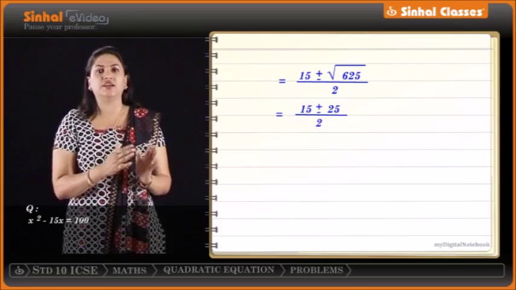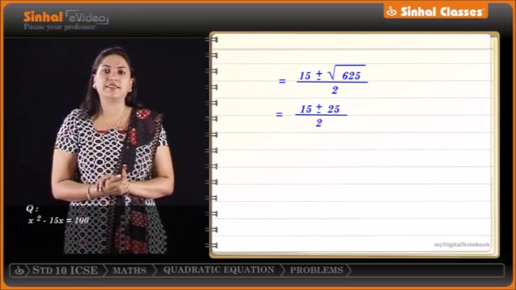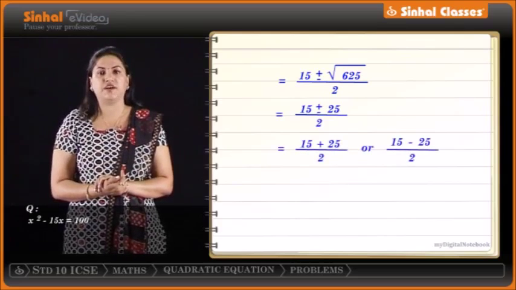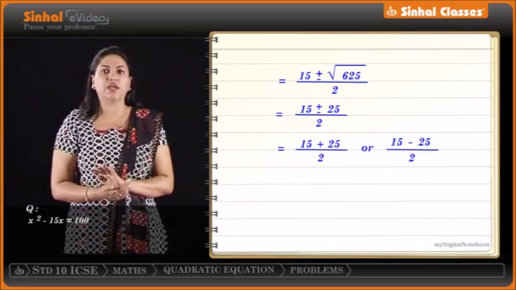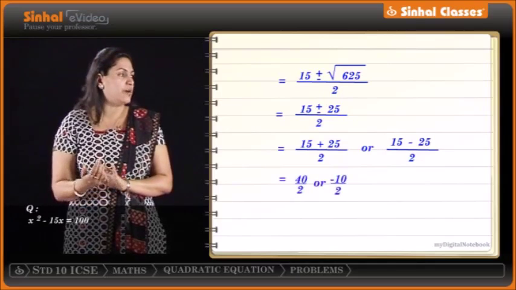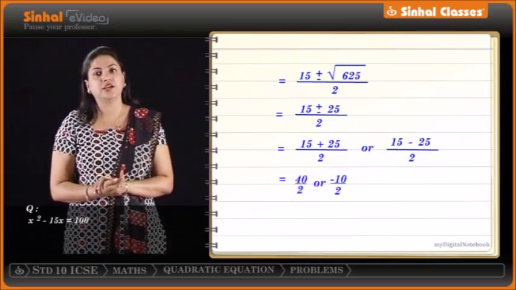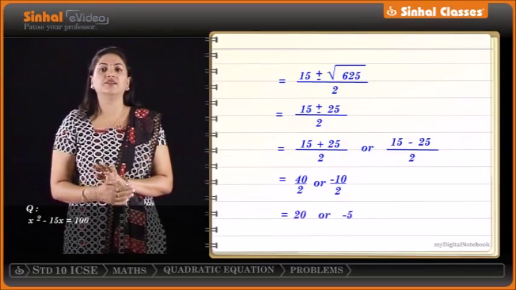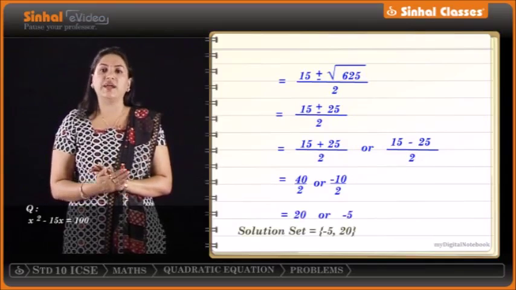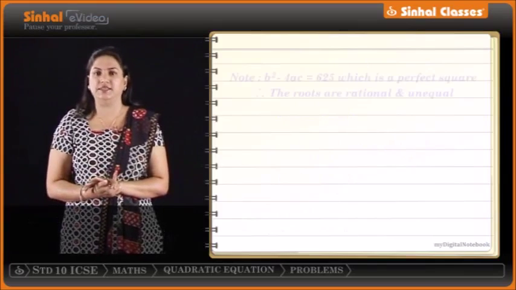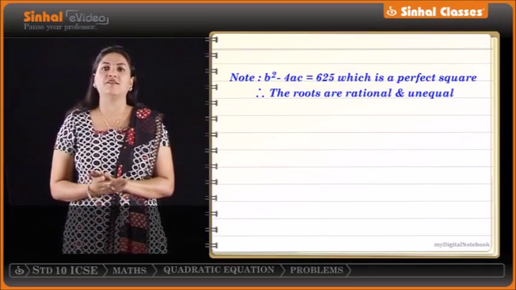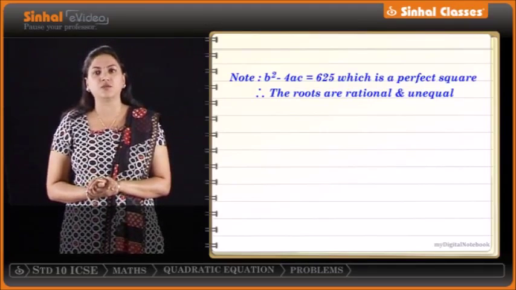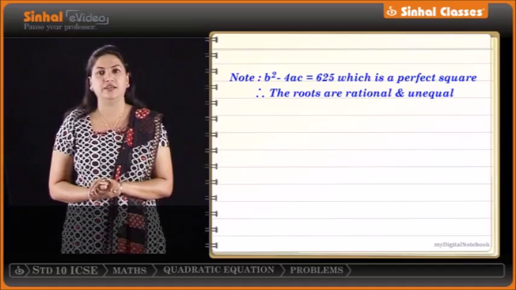Now at this stage we will separate the two roots. We write them as 15 plus 25 upon 2 or 15 minus 25 upon 2 to get 40 upon 2 or minus 10 upon 2, which is 20 or minus 5. So the solution set will be {minus 5, 20}. Note, in this sum, b square minus 4ac is equal to 625, which is a perfect square. So the roots are rational and unequal.